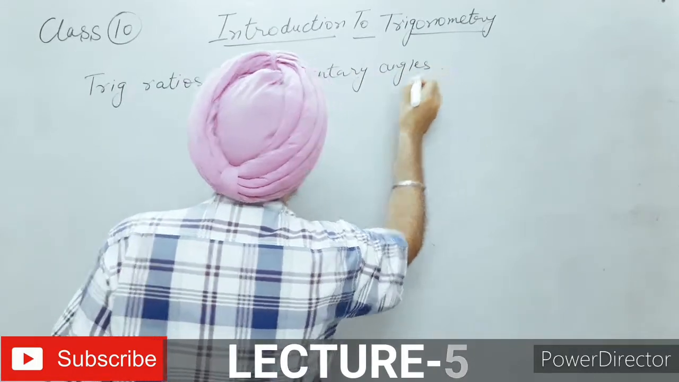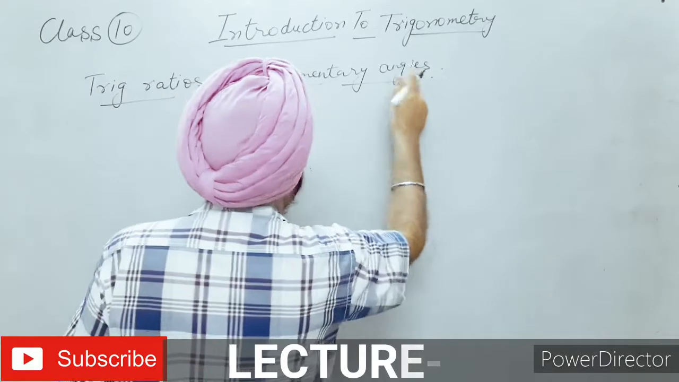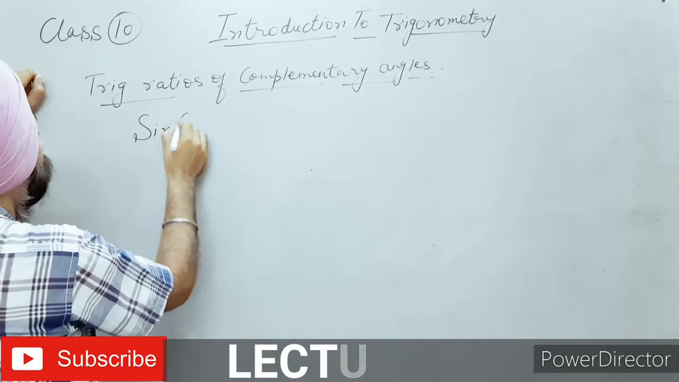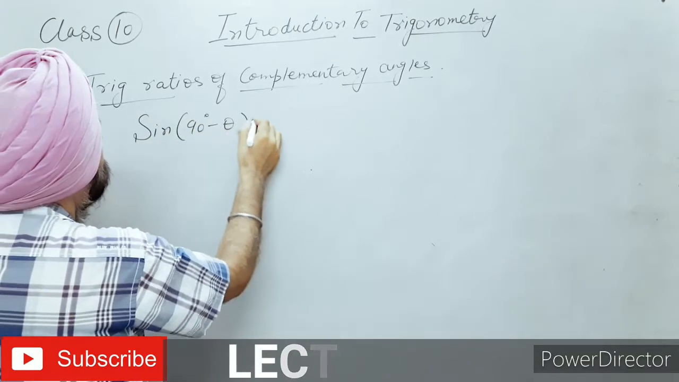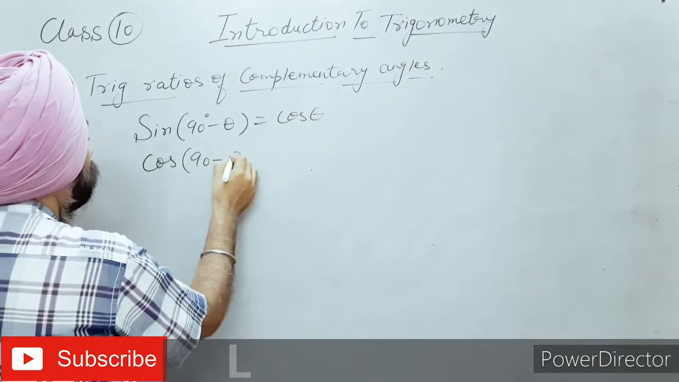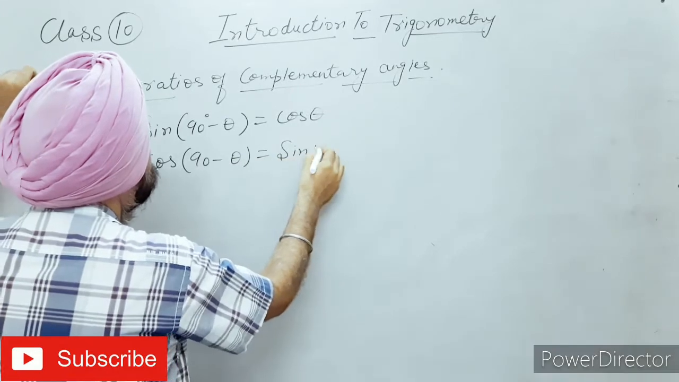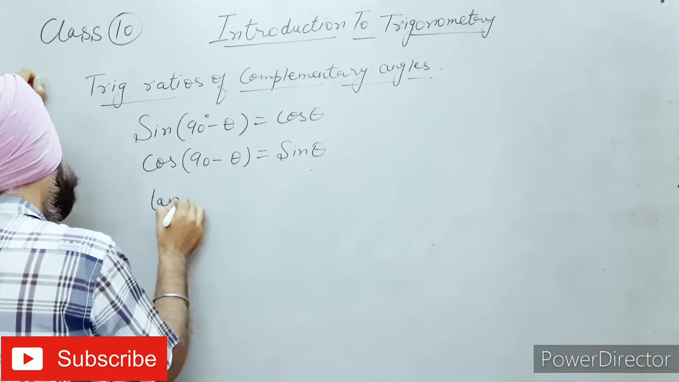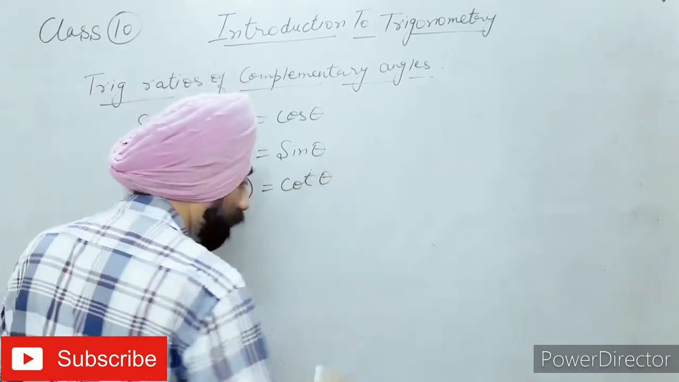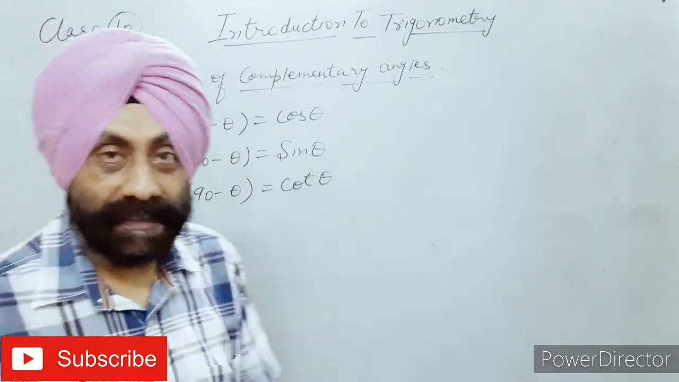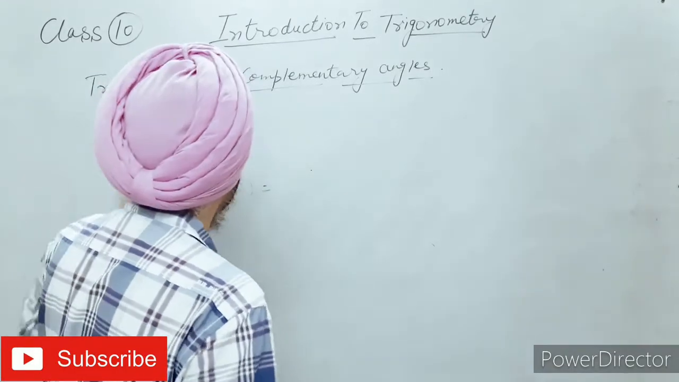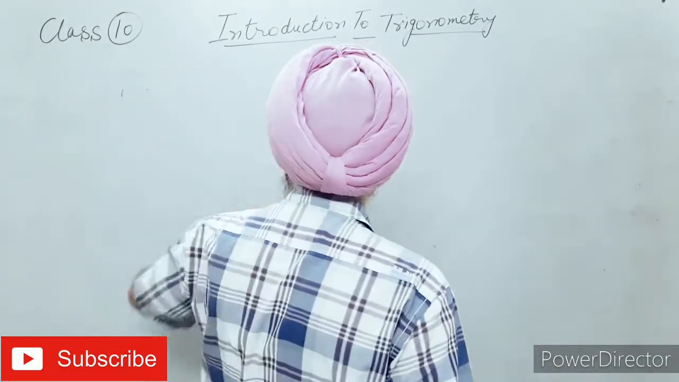Now I would like to do few questions from this topic also. Right now, as we know, sine of 90 degree minus theta, this is cos theta. Similarly, cos of 90 minus theta is sine theta. Tan of 90 minus theta is cot of theta, and so on. We wrote these formulas in my previous lectures, right? Now, straight away we will start off with the sum based on this topic, trigonometric ratios of complementary angles.